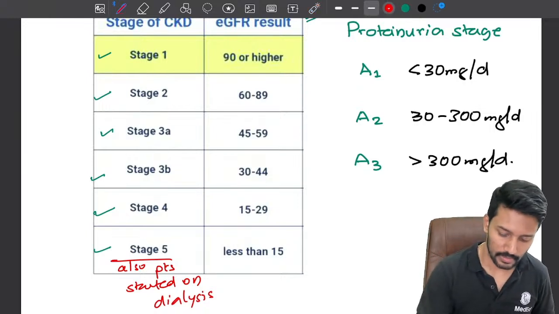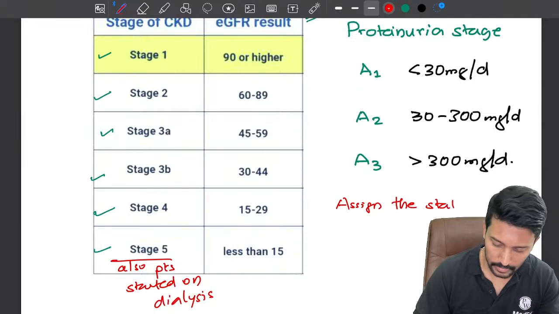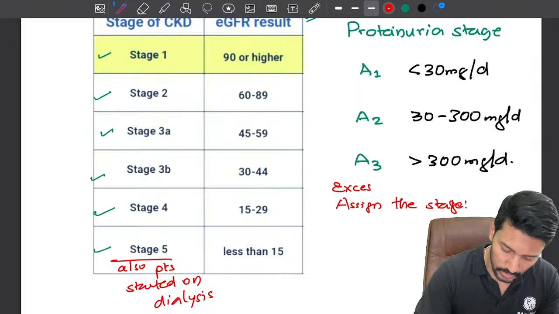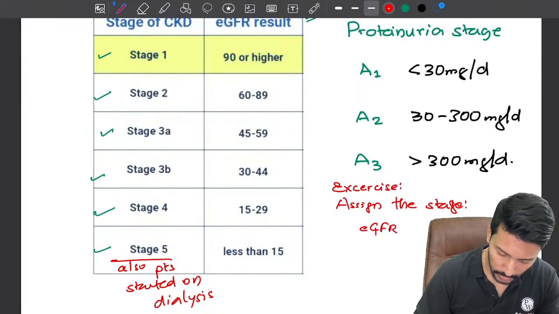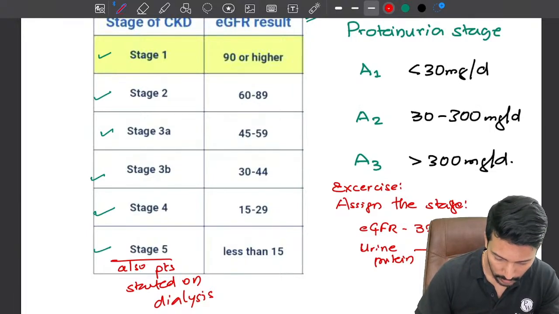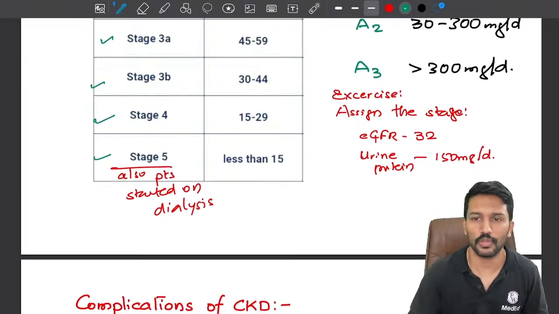So let me give you a small exercise here, right? Assign the stage for this patient. Okay, so I have a patient whose estimated GFR, eGFR of the patient is 32, and his urine protein estimation or urine albumin estimation shows that it is around 150 milligrams per day, right? So which stage is it now? Which stage is it? These kinds of questions are going to be common for us.